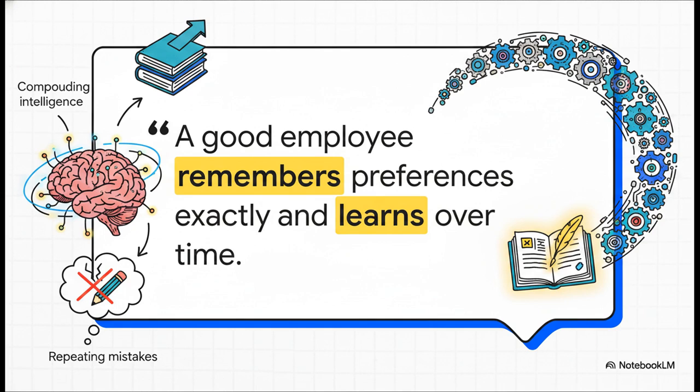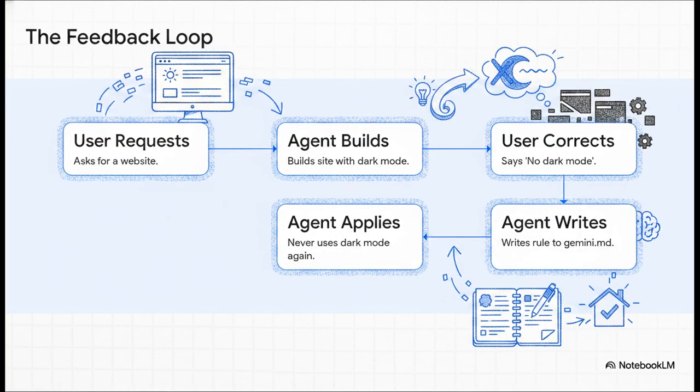But what if it could actually crack open its own rule book and rewrite it? Well, let's look at that exact feedback loop in action. Say you ask the agent to build a website, and it defaults to dark mode. You correct it. You just say, hey, no dark mode. A basic chatbot fixes the code for that one session and forgets by tomorrow. But an agent, it actually opens its own memory file and permanently writes a new rule. Never use dark mode.